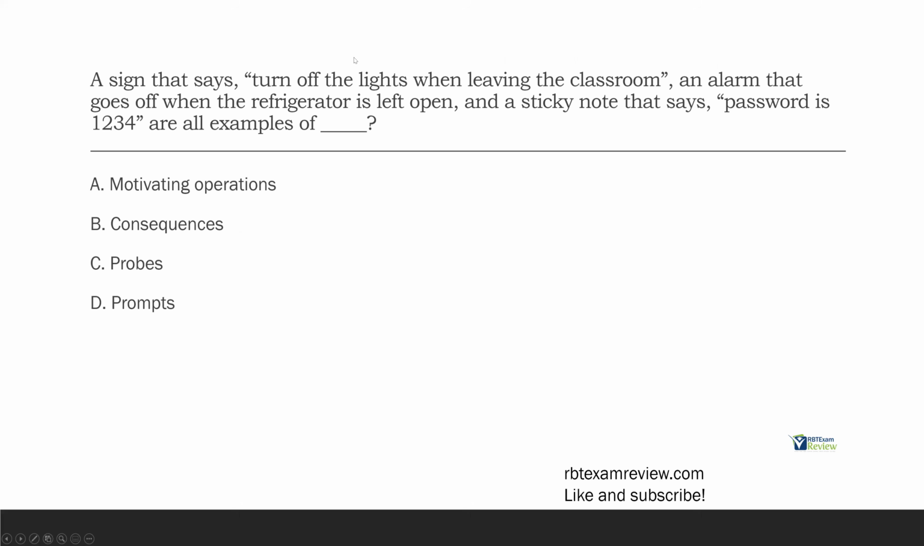A sign that says turn off the lights when leaving the classroom, an alarm that goes off when the refrigerator is left open, and a sticky note that says password is 1234 are all examples of what? What are all three of these things attempting to do? They're attempting to evoke a certain behavior. They're cues, they're stimuli, trying to evoke a certain behavior. The sign is trying to get you to turn off the lights. The alarm is trying to get you to close the fridge. And the sticky note is trying to get you to enter the correct password.